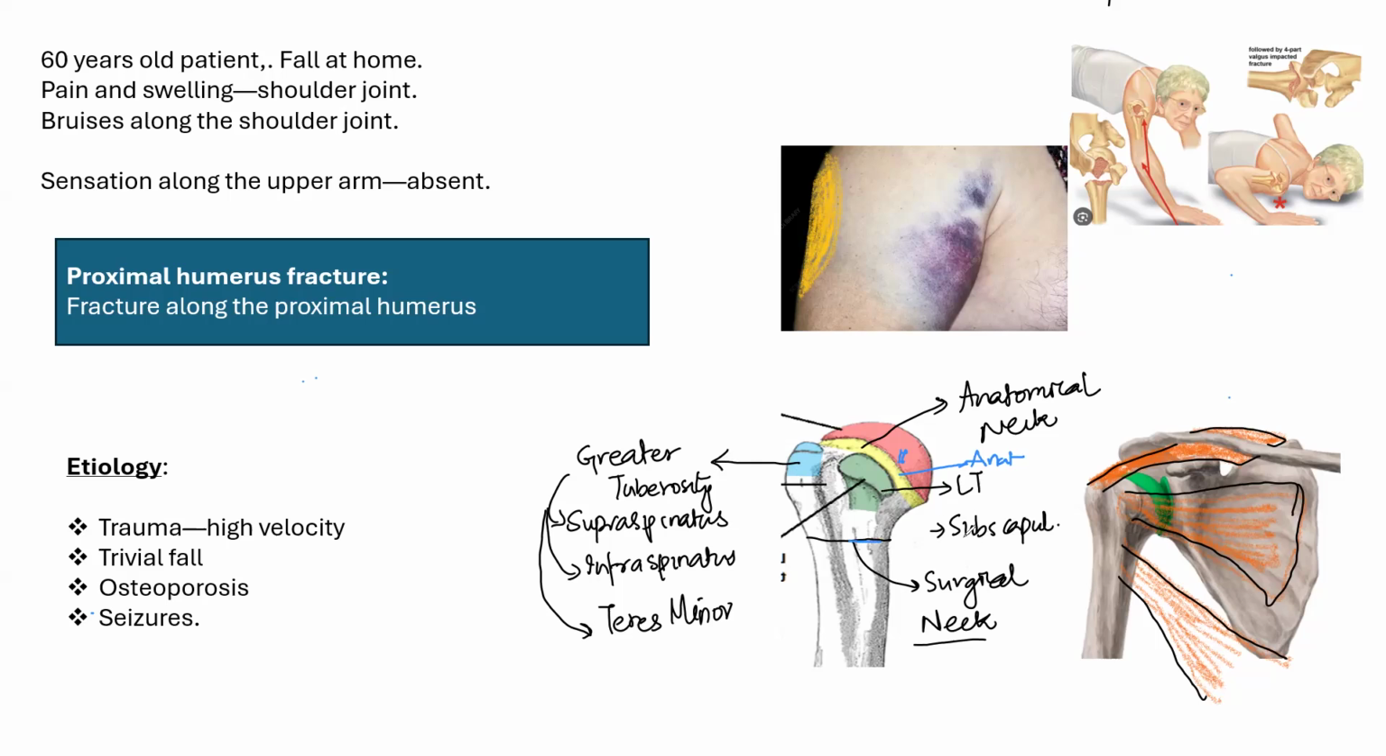We have the lesser tuberosity. The muscle inserted on the lesser tuberosity is subscapularis. This is the muscle inserted here, subscapularis. Whereas on the greater tuberosity, we have supraspinatus, infraspinatus, and teres minor.